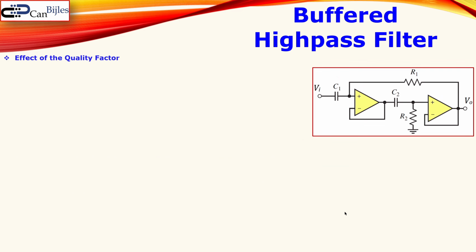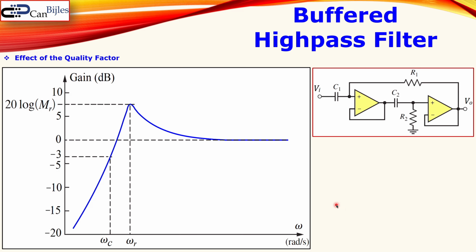Okay. Let's see also in more detail the effect of the quality factor. This is a general shape of a second order high-pass filter which has peaking somewhere. And we see here the high frequency gain, which is 0 dB or 1. And we see also this maximum, which is happening there.